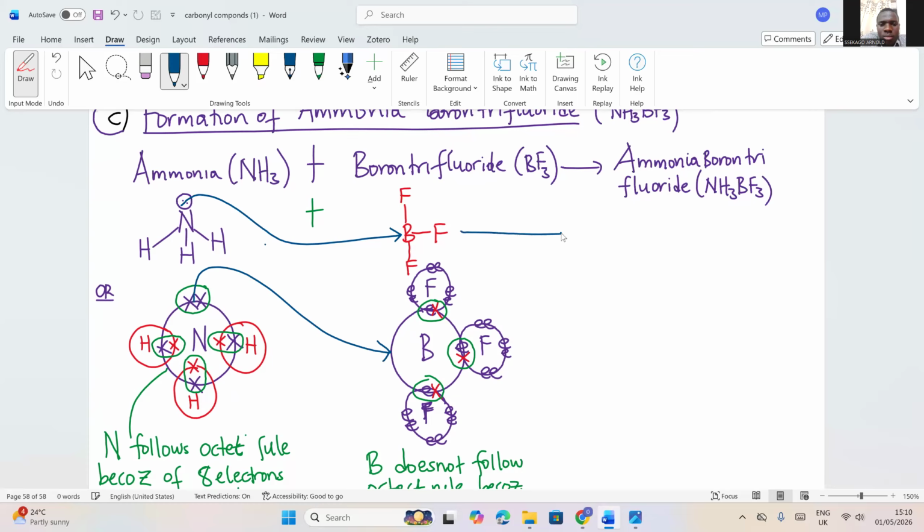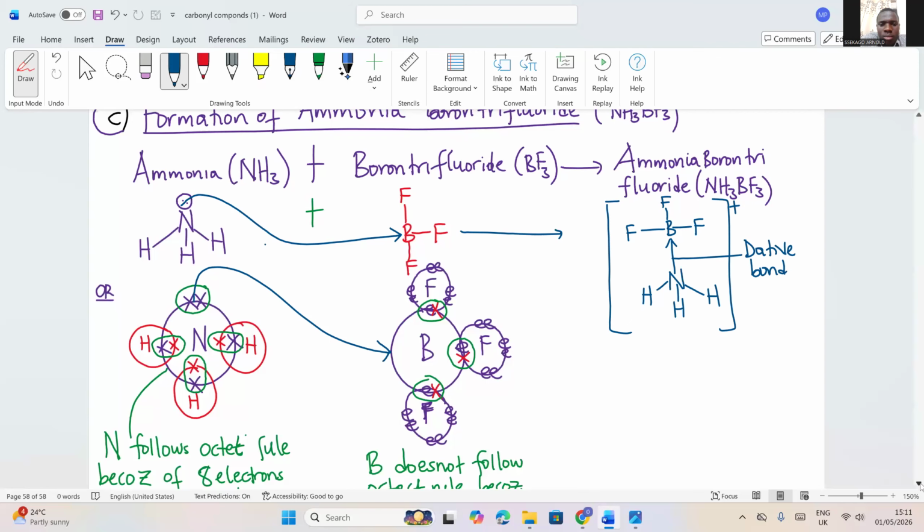Therefore, what do I form? I form N with H, bonding it with B, which carries F, like this. And this is what you call a dative bond. Illustrated.